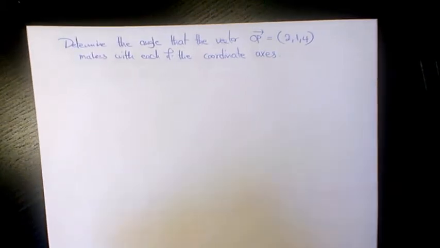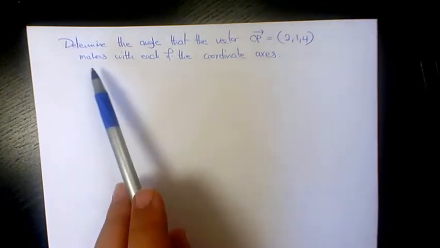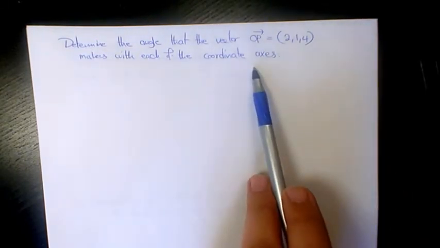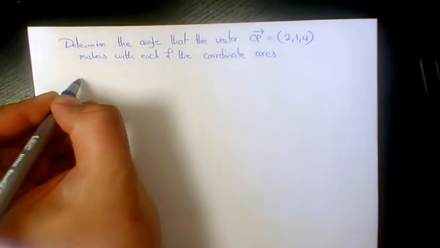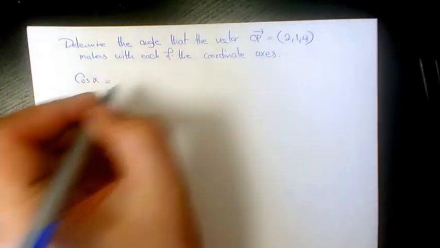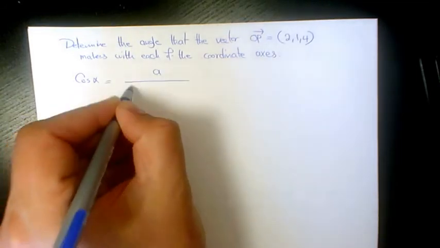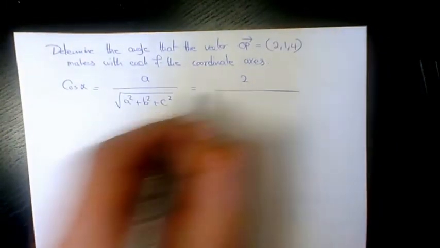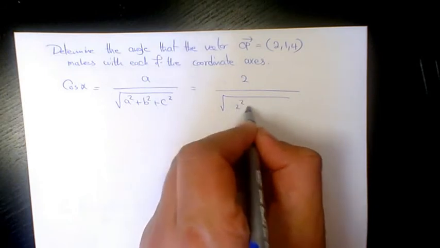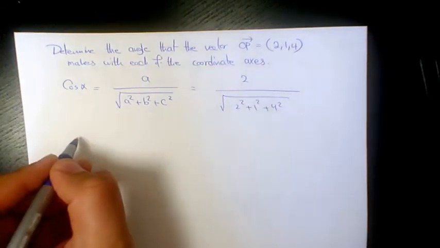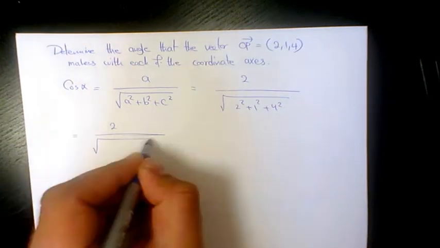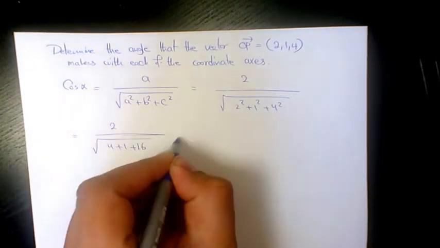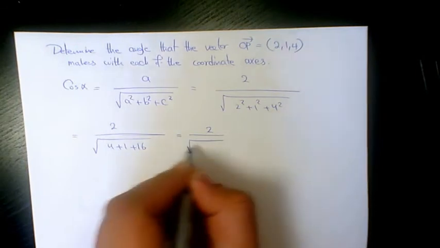Now let's see this example. It says determine the angle that the vector OP (2, 1, 4) makes with each of the coordinate axes. So I can say cosine alpha, which it makes with the x-axis, equals a over the square root of a squared plus b squared plus c squared, as what we have. So a is 2. Here we have the square root of 2 squared plus 1 squared plus 4 squared. So that will be 2 over the square root of 4 plus 1 plus 16. We have 2 over the square root of 21.